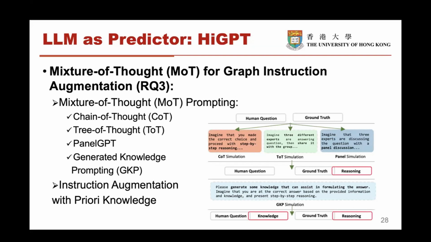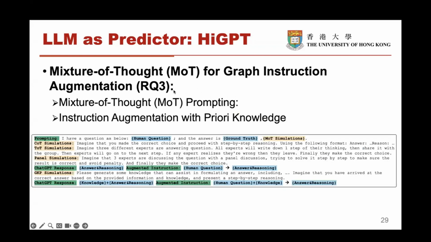In particular, we introduce a novel method for instruction augmentation in the context of heterogeneous graph instruction tuning. This method utilizes prompt engineering techniques, and we call that mixture of thoughts, MoT, to generate diverse and informative instructions. And the MoT prompt includes the chain of thought, tree of thought, panel GPT, and the generated knowledge prompting. With the collection of the MoT prompting, we propose instruction augmentation with the prior knowledge.